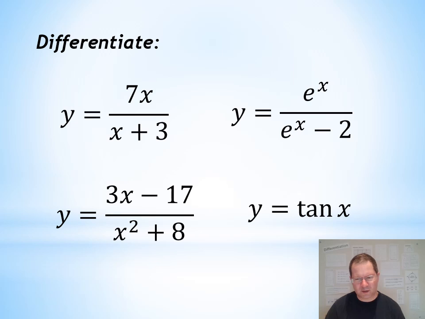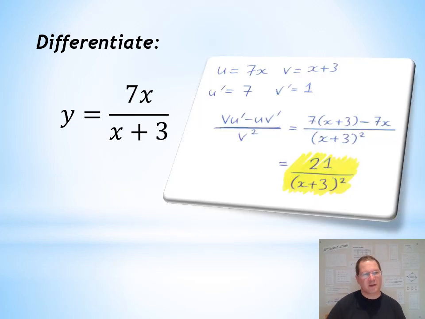So here we have four examples that I'm going to talk you through. We have y equals 7x over x plus 3, y equals e to the x over e to the x minus 2, y equals 3x minus 17 over x squared plus 8, and y equals tan x. So the other thing about the quotient rule compared with the product rule is that we don't have any choice over which is u and which is v. U is always the numerator and v is always the denominator.